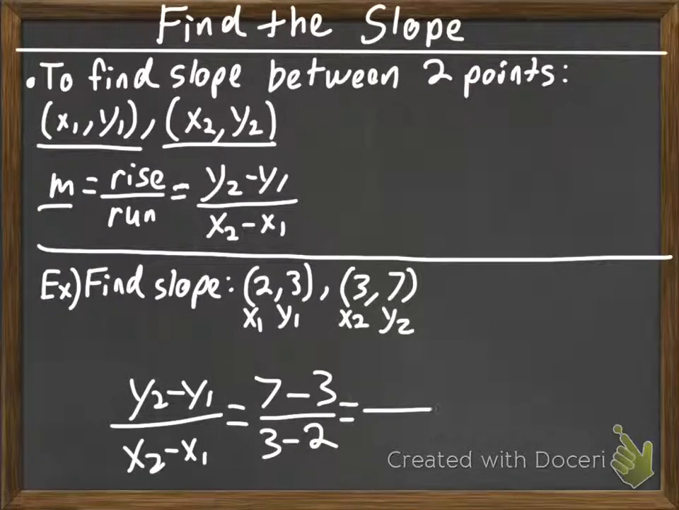Simplify. 7 minus 3 is 4. 3 minus 2 is 1. And whenever we talk about slope, we want to keep slope as a fraction. Even if it is 4 over 1, let's just keep it 4 over 1, because that tells us that we're going to rise 4 and we're going to run 1.